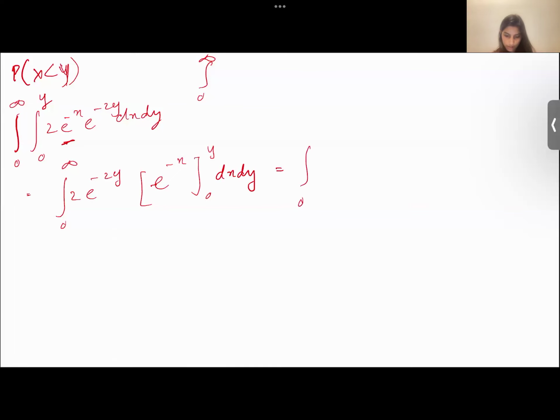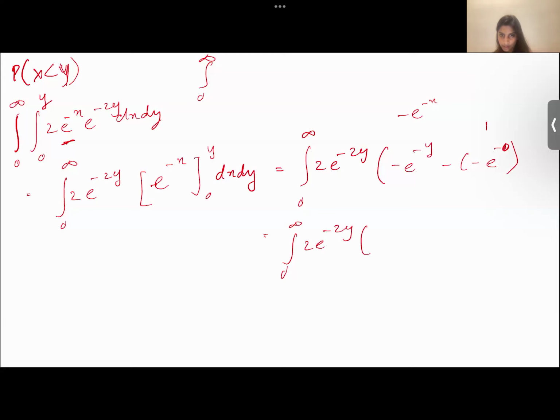Now we do the same thing, 0 to infinity, 2 e power minus 2y. What will you have now? Minus e power minus x. So you substitute the values. Minus e power minus y, minus of minus e power 0. E power 0 is 1. So this term becomes plus 1. So it basically becomes 0 to infinity, 2 e power minus 2y into minus e power minus y plus 1 dy.